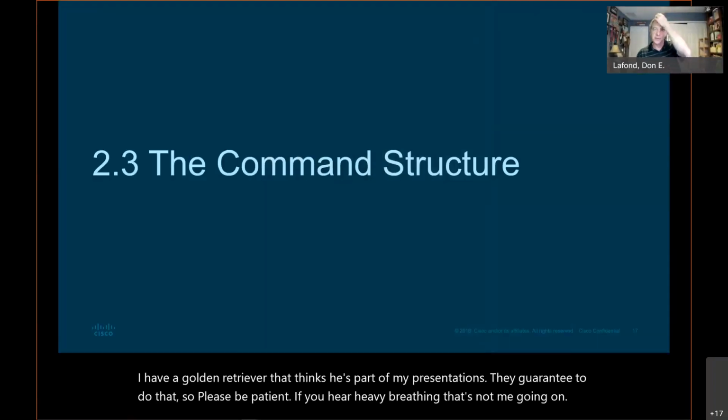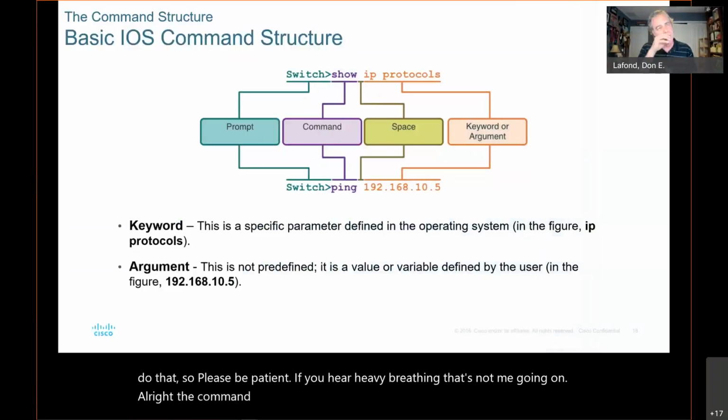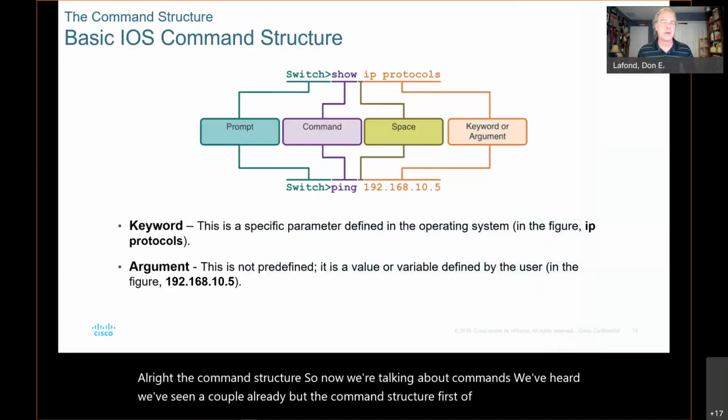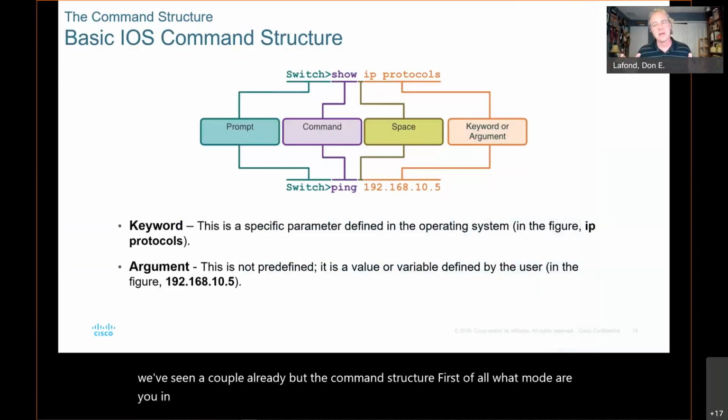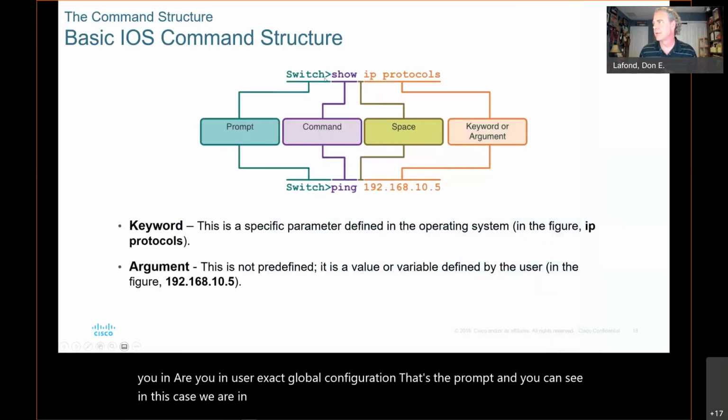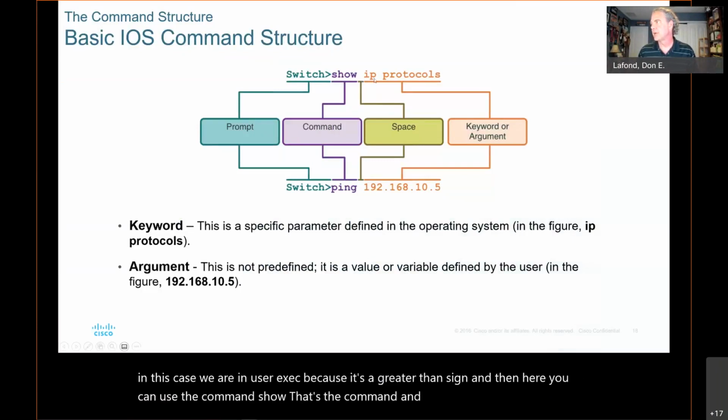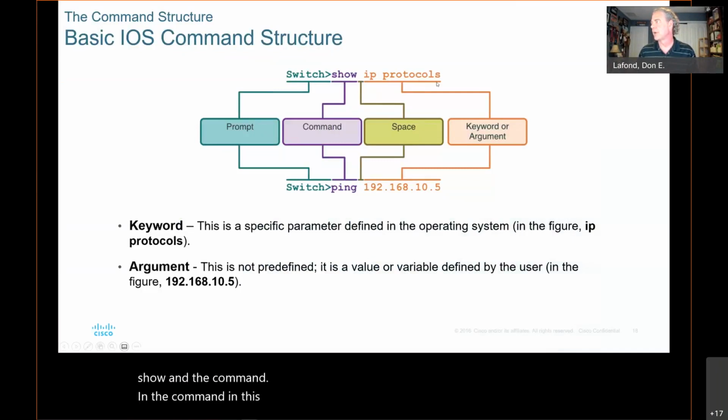All right, the command structure. So now when we're talking about commands, we've seen a couple already, but the command structure, first of all, what mode are you in? Are you in UserExec, global configuration? That's the prompt, and you can see in this case, we are in UserExec because it's a greater than sign. And then here you can use the command show, that's the command, and then a space in between show and the keyword. And the keyword in this case is IP protocols. That's the keyword or argument.